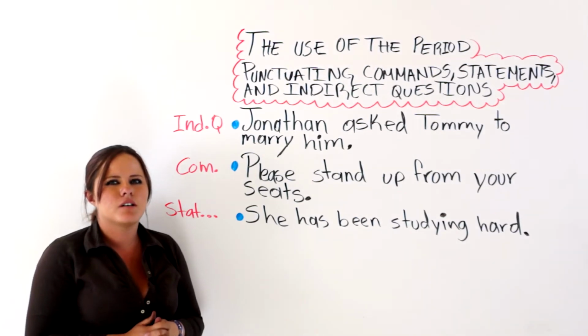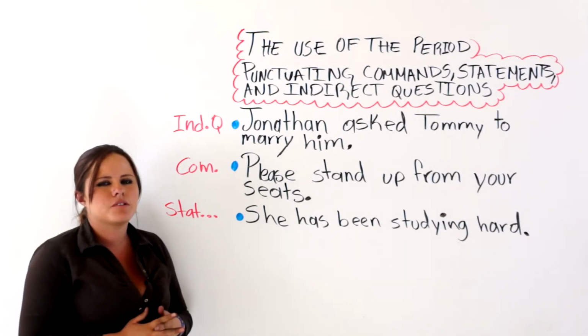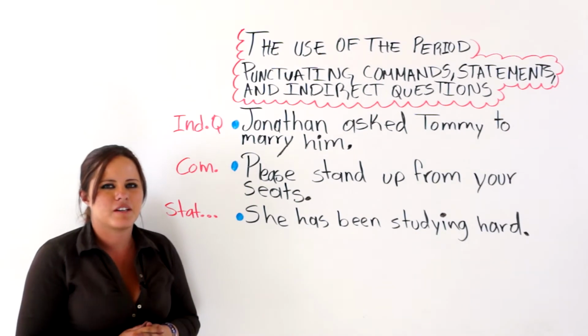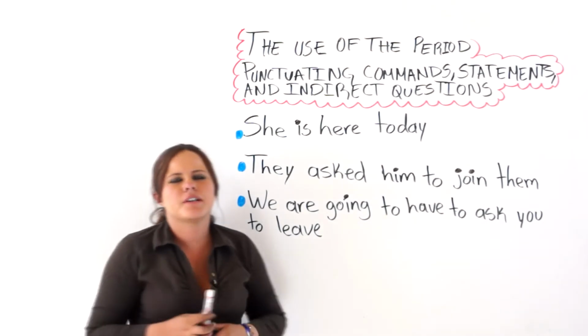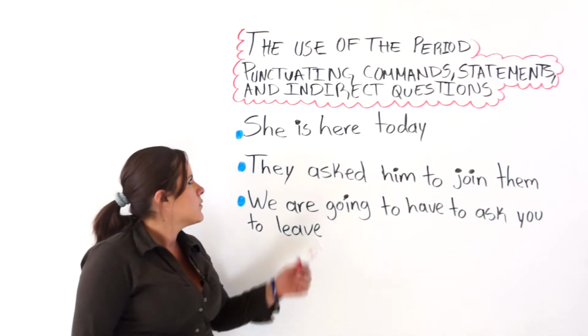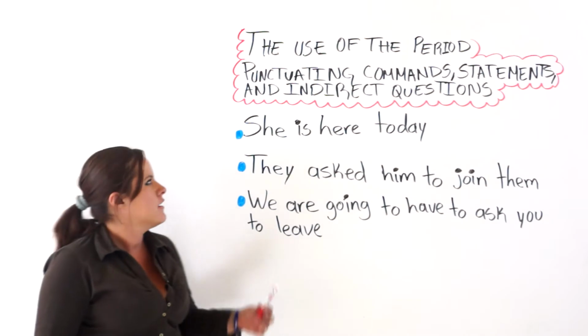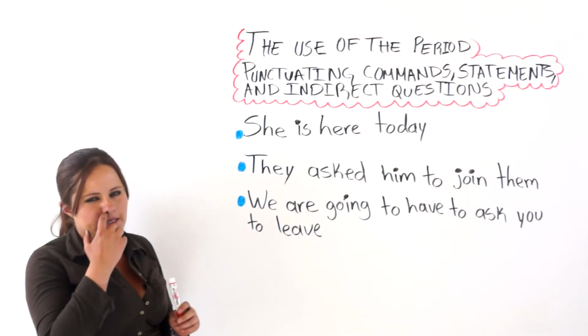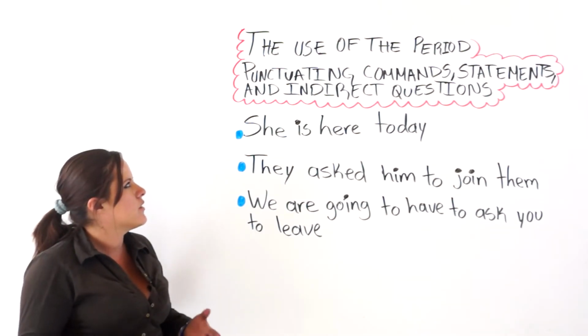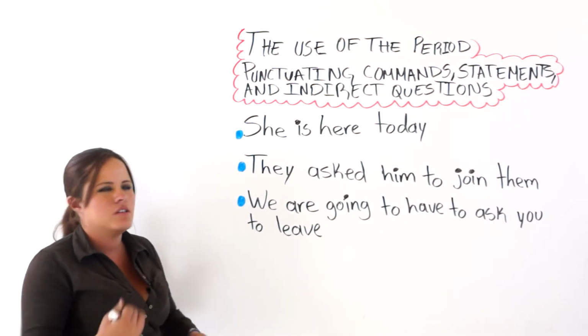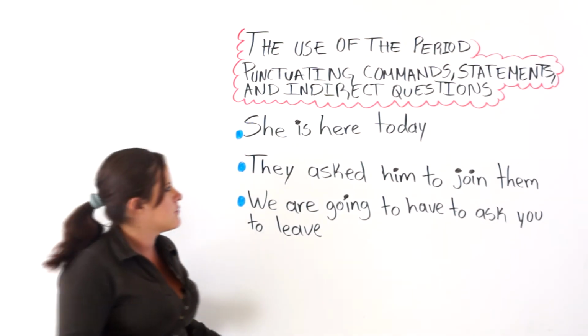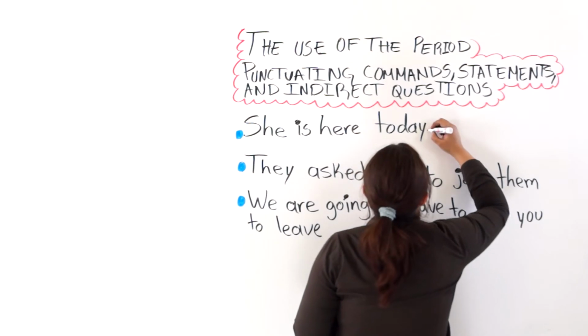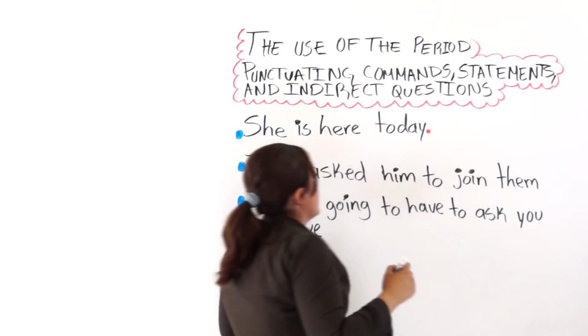Next, I will give you some more examples and sentences so that you can practice with me. Now you are going to help me add a period where needed and if needed, okay? We have, she is here today. That is a fact. She is here today. So what is it? Is it a statement, a command, or an indirect question? It is a statement. It is a fact. So we need the period to punctuate statements.